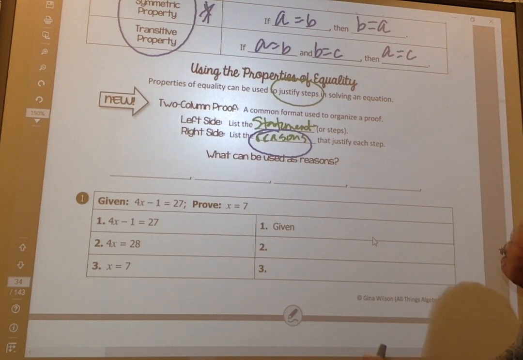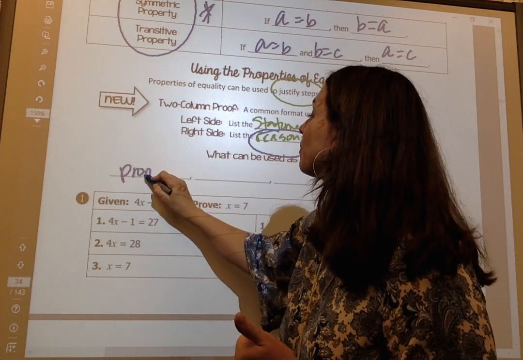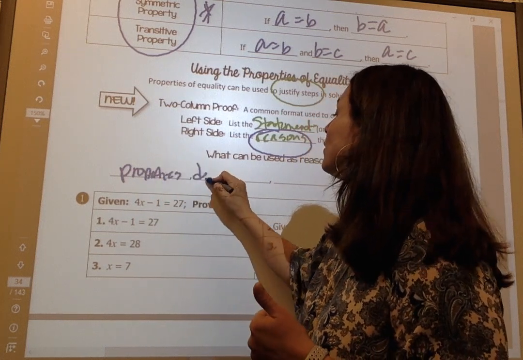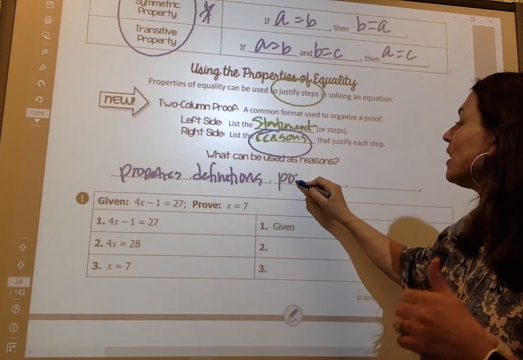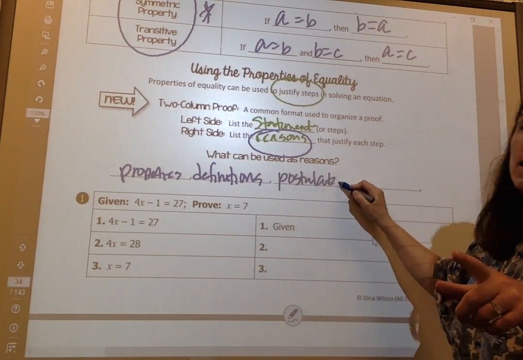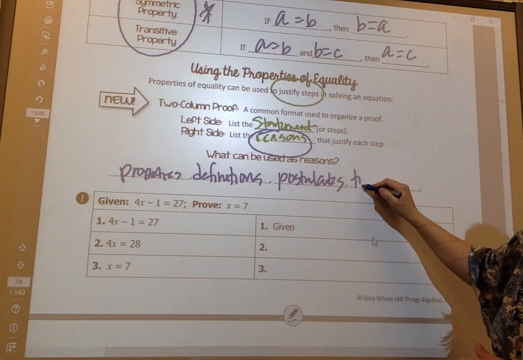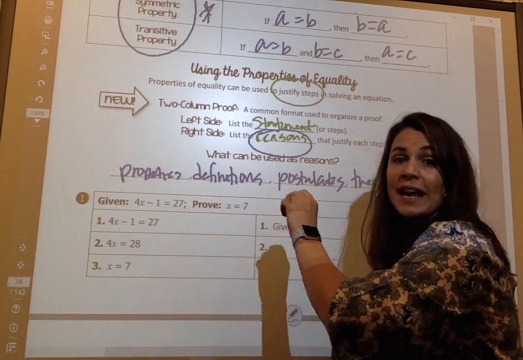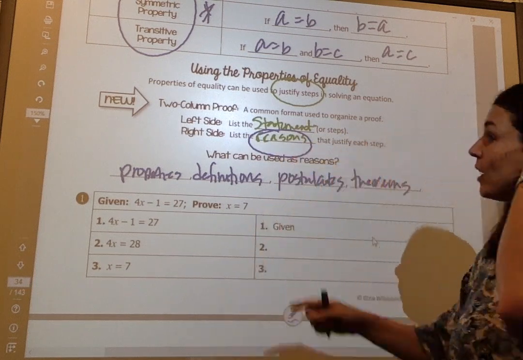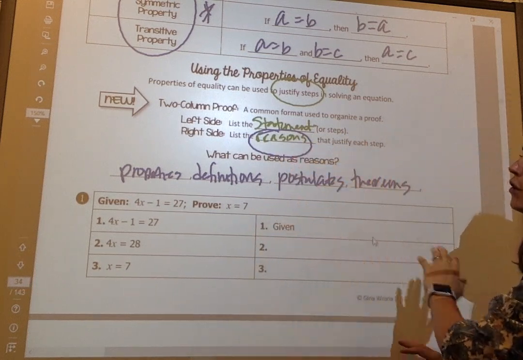Here are your reasons. You can use properties. You can use definitions. You can use postulates, which we'll talk about. And you can use theorems. That's what you can use. They have to be proven facts that we can use, and that's what we will use in our reason statement.